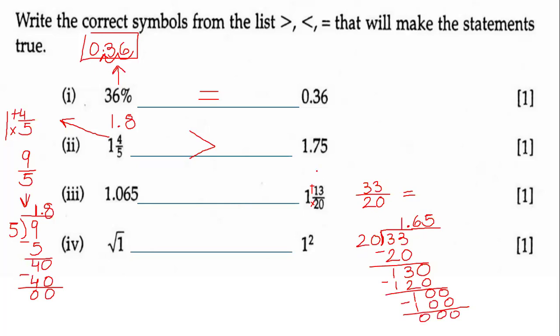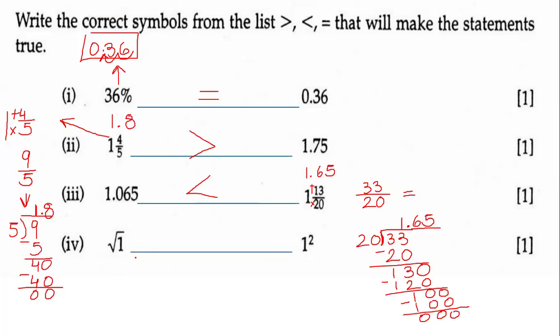So it's going to be 1 point what? 1.65. So the answer is going to be what? Which one is greater? Less than. Yeah, this one. And then we have the square root of 1, right? And then we have 1 squared. Equal. The square root of 1 and 1 squared.